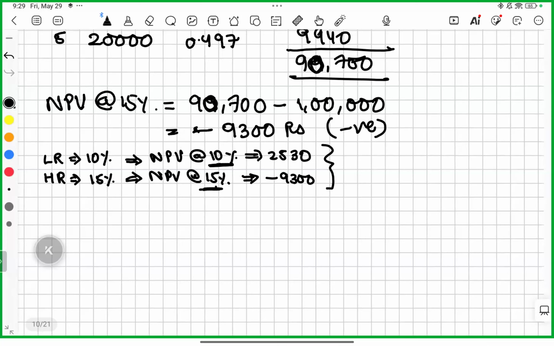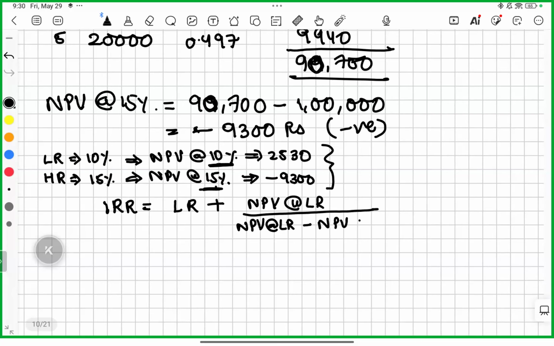And how do we find out this rate? What will be the internal rate of return? The formula for IRR is called interpolation. Formula is lower rate plus NPV at lower rate upon NPV at lower rate minus NPV at higher rate, multiplied by delta R.